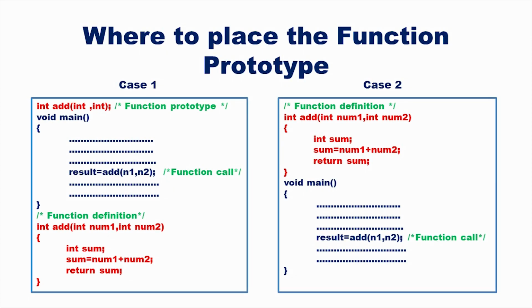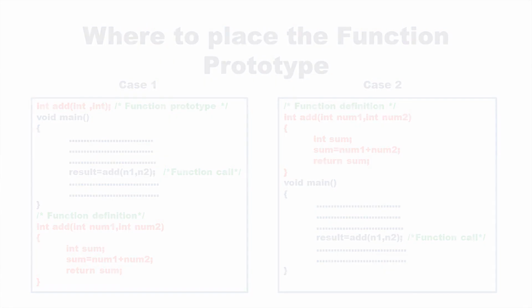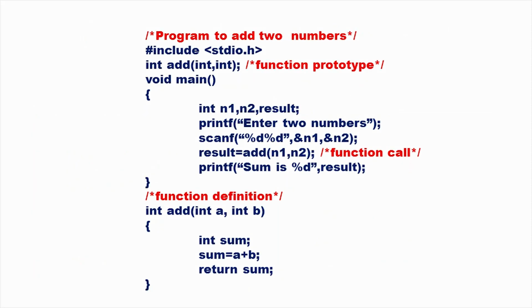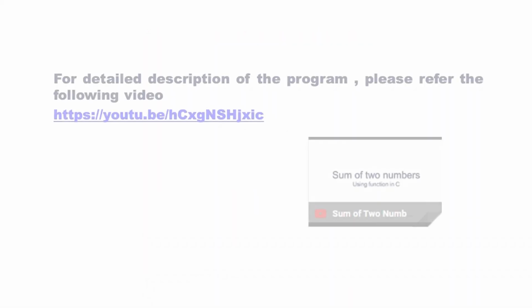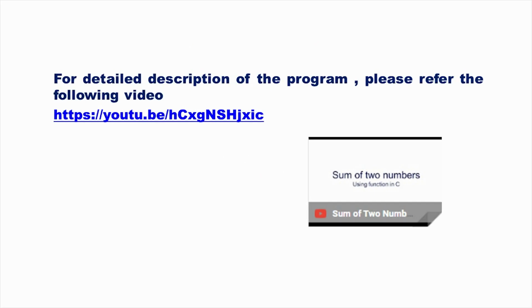Where to place the function prototype? Place the function prototype before the main function, or you may also place the function prototype inside the main function. In that case, the function is accessible only inside the main function. In case 2, function definition appears before the function call. In that case, no need for explicit function declaration. Function header will serve the purpose of function declaration. Here is a complete program to add two numbers using function. For detailed description of the program, please refer to the following video.